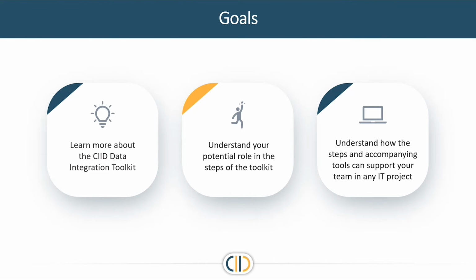And just lastly, understand how the steps and all of the tools can support any IT project, as I said before. So we think that the toolkit is perfect for Generate, but it's also excellent for lots of types of projects.